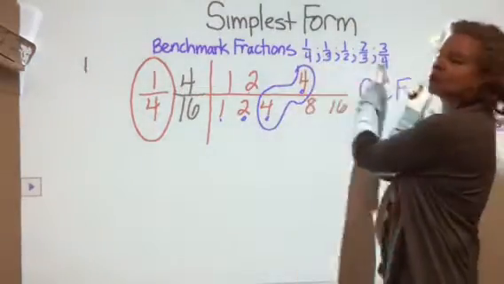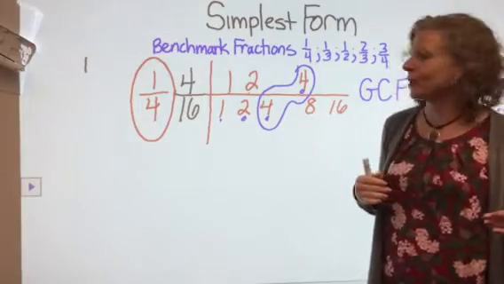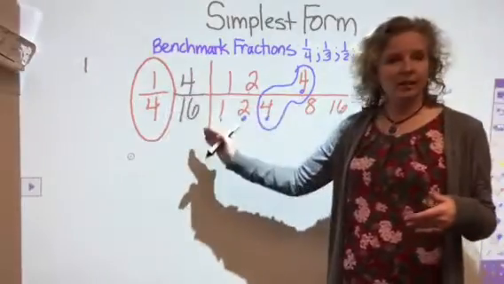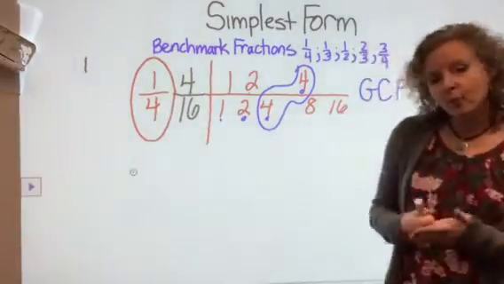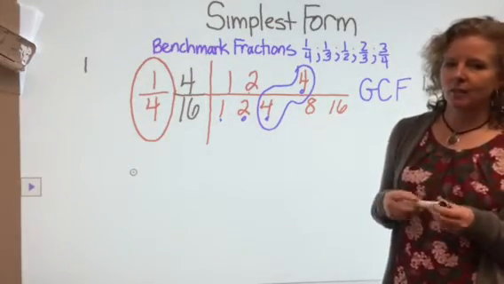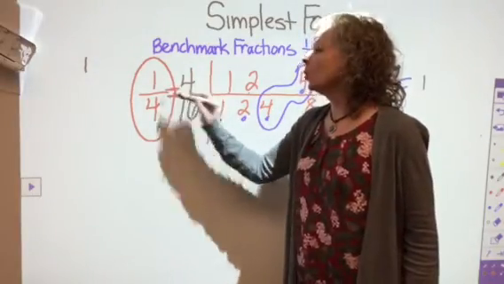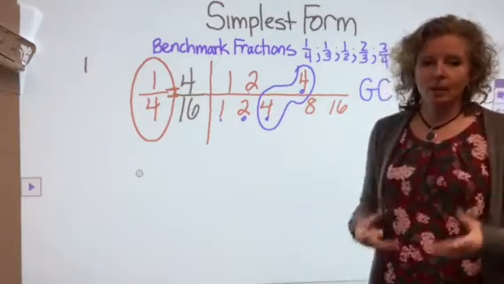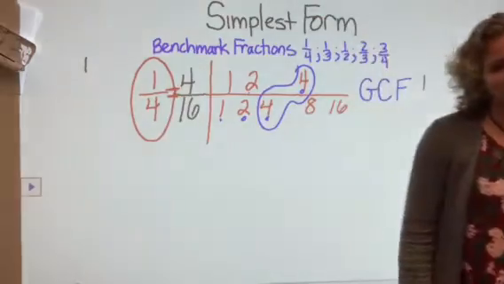1/4 is one of our benchmark fractions. Those are the ones that are a little bit easier for us to picture in our brain. And now I can picture 4/16 but easier in my head as 1/4. 1/4 is the simplest form of 4/16. These two things are actually equivalent fractions. They are different names for the same amount. It's just this one, the simplest form, is easier for us to picture.